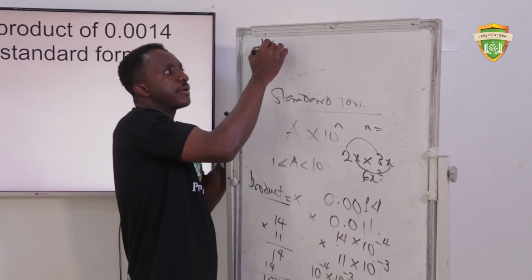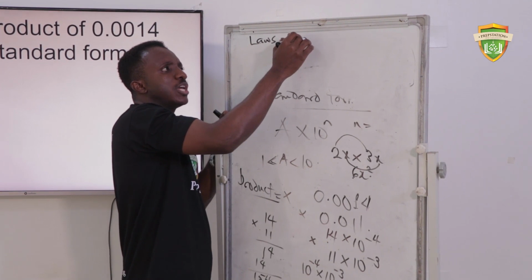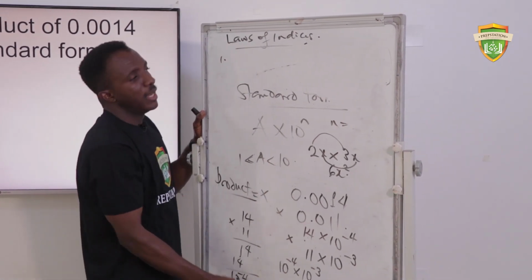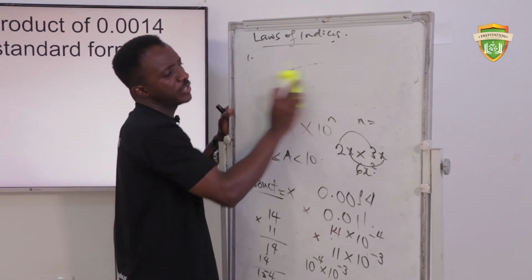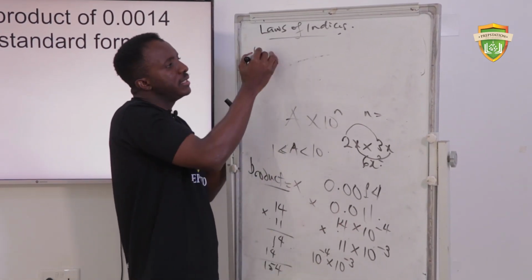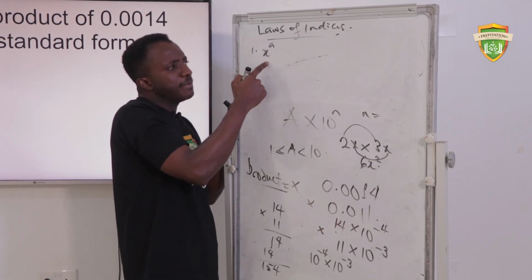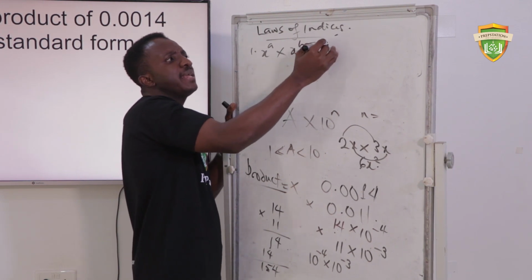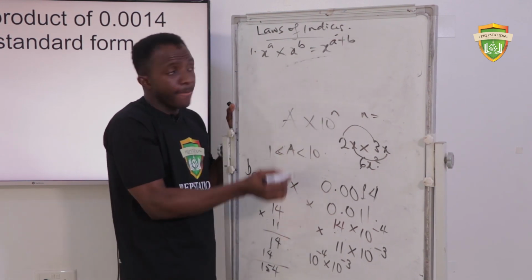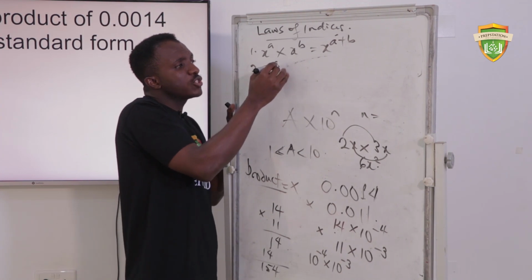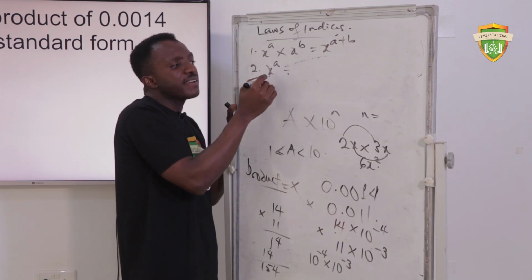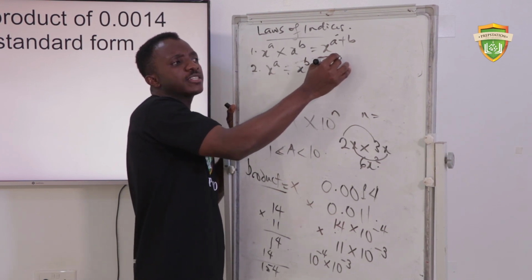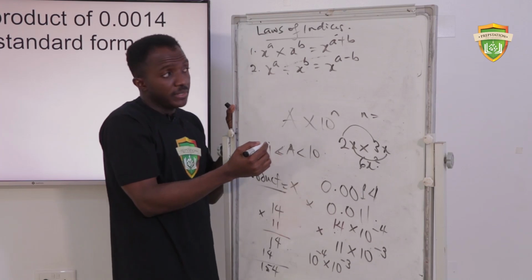Laws of indices. I already showed you laws of logarithms. So let's have laws of indices. Now one of the laws, there are so many of them, but I'm just going to put like 3 or 4 on the board. One of the laws says the product of x raised to the power a and x raised to the power b is simply x raised to the power a plus b. Number 2, if we divide x raised to the power a by x raised to the power b, we obtain x raised to the power a minus b. This is clear.